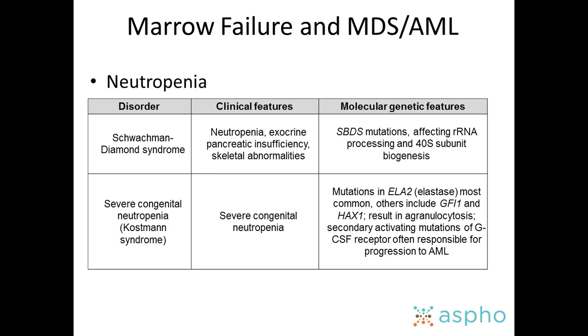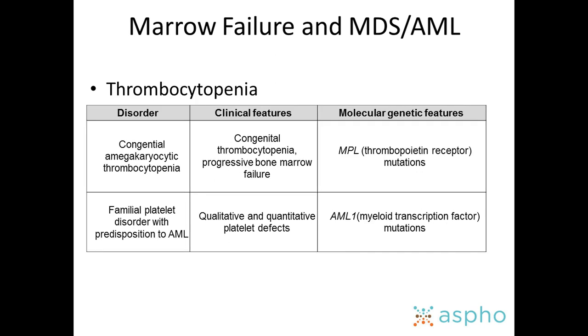One thing that's interesting is that often the progression to MDS and full-blown AML entails activating mutations in the GCSF receptor in these patients. Okay, and then finally, thrombocytopenia. So these are the conditions that present primarily with low platelets, and those are congenital amegakaryocytic thrombocytopenia and familial platelet disorder with predisposition to AML. So the first is caused by disorders in the thrombopoietin receptor, the so-called MPL gene. And then the second is caused by germline mutations in the AML1 gene, also known as RUNX1.